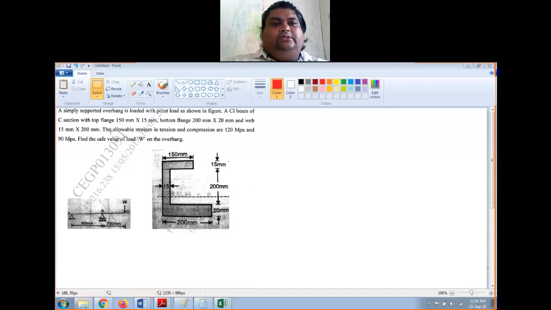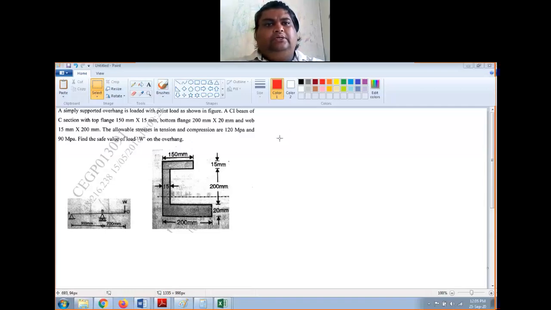The allowable stresses in tension and compression are 120 megapascal and 90 megapascal. Find the safe value of load W on the overhang. That is this load W we will have to calculate. Now quickly let us start.